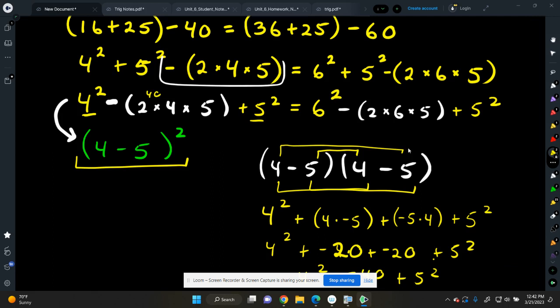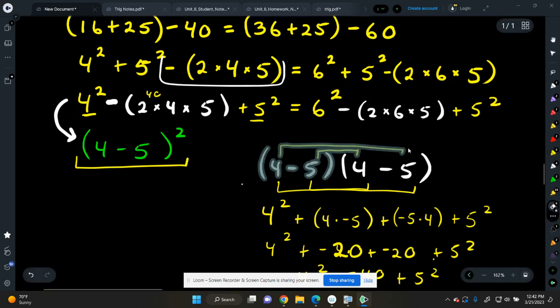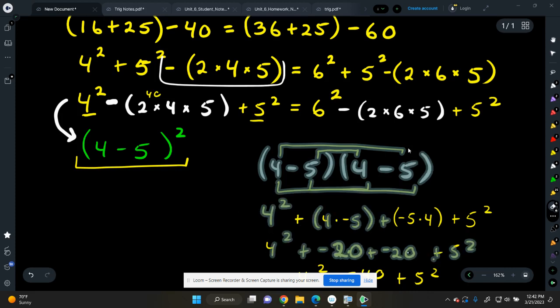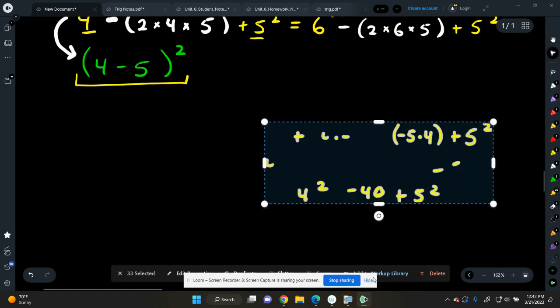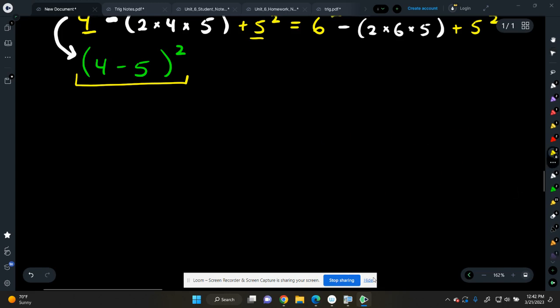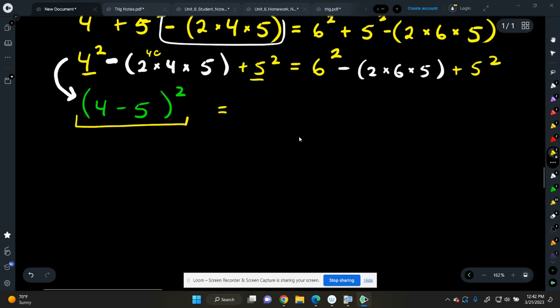Everybody follow that? Okay. So now, I rewrote the left side. I'm going to do the same thing on the right side. I'm going to rewrite it. Basically, what I'm doing is I'm factoring it. So on the right side, this is going to be equal to (6 minus 5) squared.